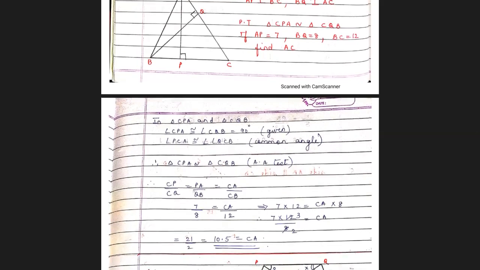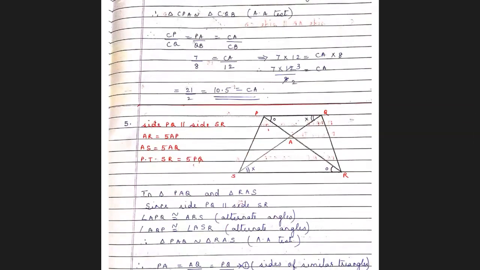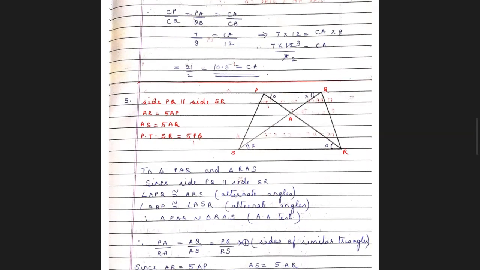I hope you have understood how to do it. Now, after you finish, just substitute the values, whatever they've given you. 7 upon 8 equal to CA upon 12. Cross multiply, you get your answer. CA is 10.5. So that's question number 4.